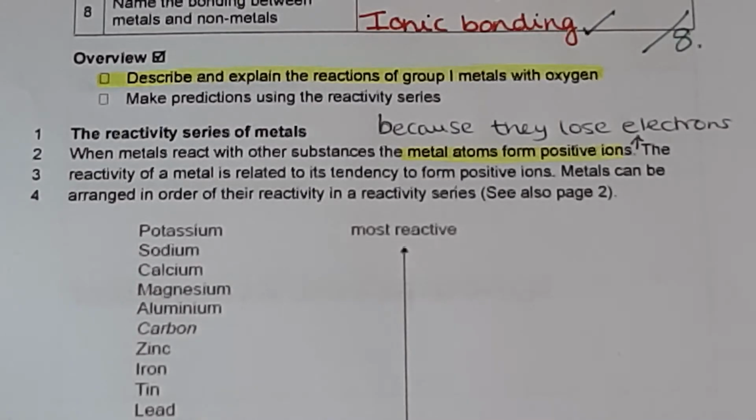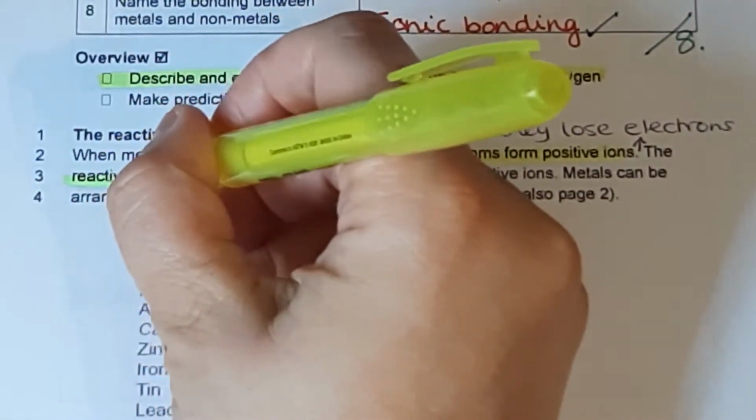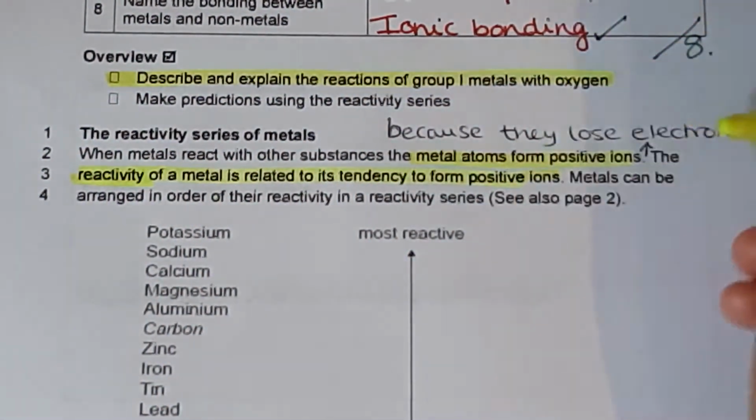But essentially, metals form positive ions. Now, group 1 metals form positive ions with +1 charge because they only have 1 electron to lose. Group 2 metals, that's the second column in the periodic table, they have 2 electrons in their outer shell, and they will form positive ions with +2 charge because they have lost both those electrons when they react. So the reactivity of a metal is related to its tendency to form positive ions. Now, this is a really important statement, but it doesn't necessarily make a lot of sense without the understanding behind it.